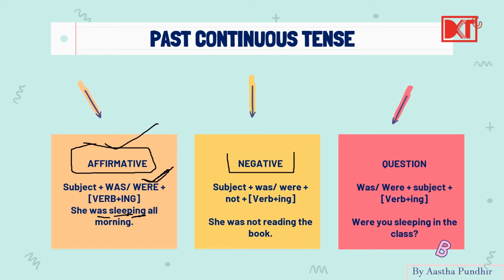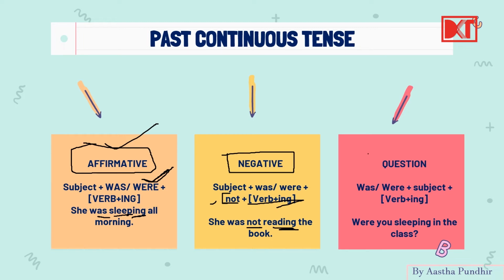Then for negative sentences, negative could be subject plus was or were, similar like this, and then not. We include a not in here, and everything else remains the same. We just have to insert a not in the middle. For example, she was not reading the book. We're talking about past continuous tense, right? So she, subject, plus was or were, plus not, reading the book. Read is the verb and ing.